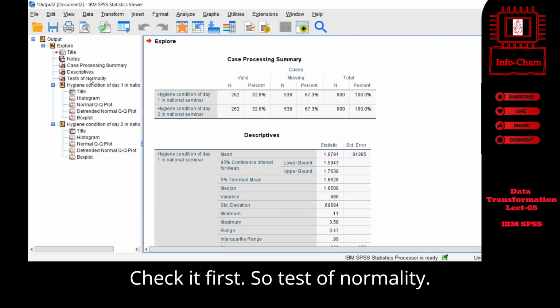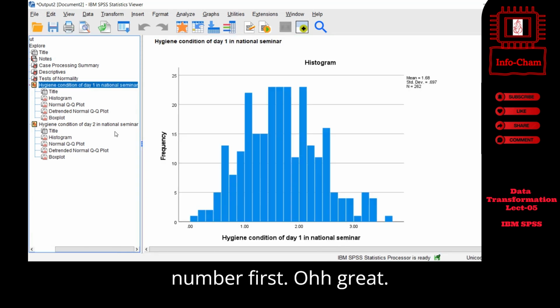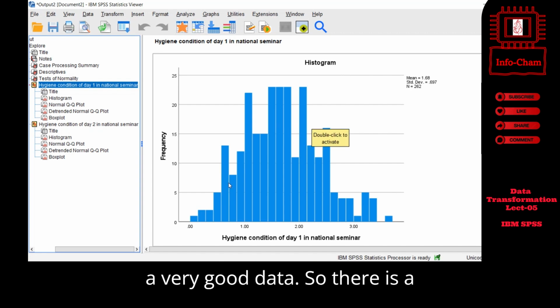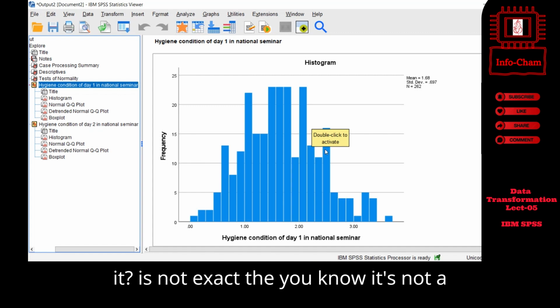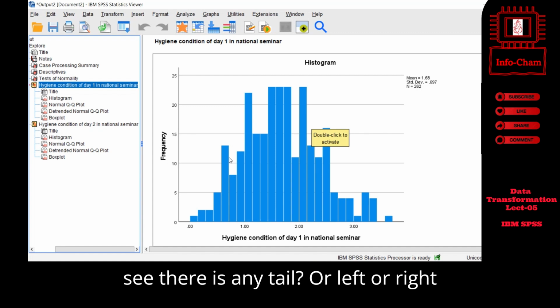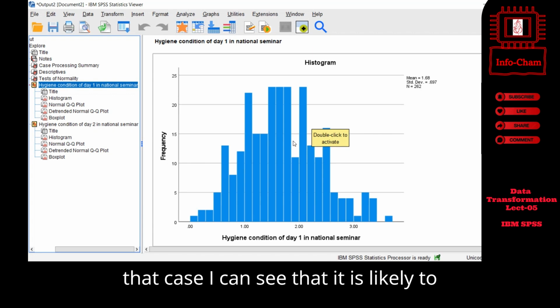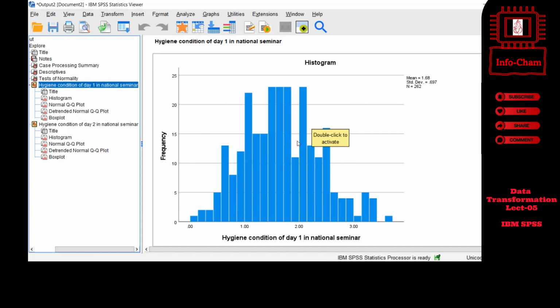So, tests of normality. This is the hygiene condition for day number one. Oh, great. From the histogram, I can see it looks like very good data. There is a bell-type curve you can make out. It is not exactly pure normal data, but 80% it looks okay, right? Can you see any tail on the left or right side? I think I cannot see one here. So in that case, it is likely to be near the normal distribution. That is for the day one data, right?